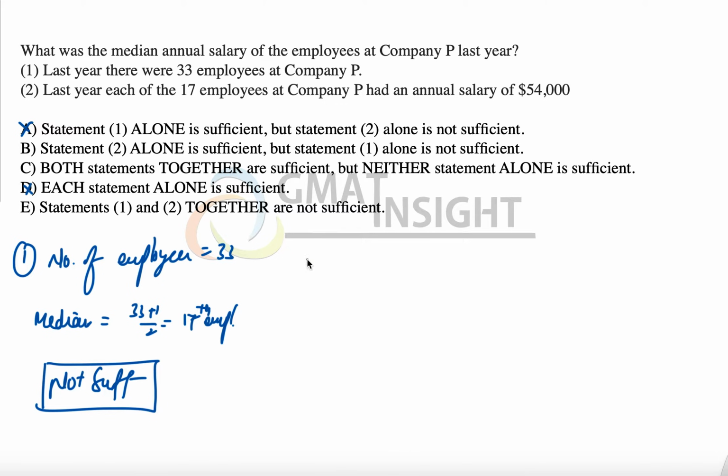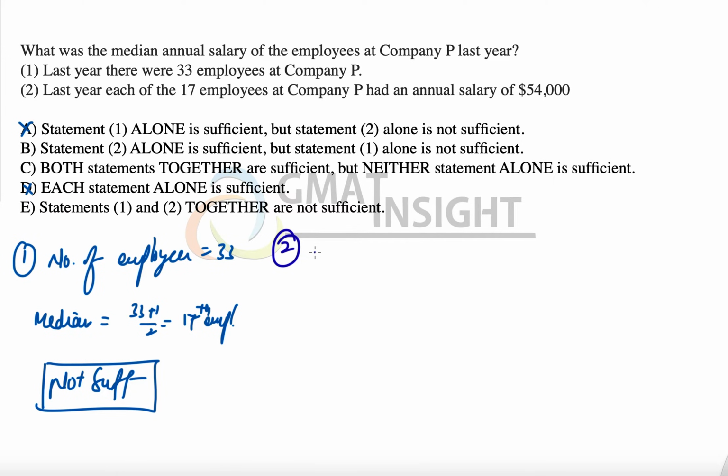Now, let's go to the second statement. The second statement says that last year, each of the 17 employees had an annual salary of 54,000. Understand one thing: the statement does not mention that the average salary of 17 employees is 54,000. Instead, it says that each of the 17 employees had an annual salary of 54,000. So it's not an average, it's the actual salary of all the 17 employees.